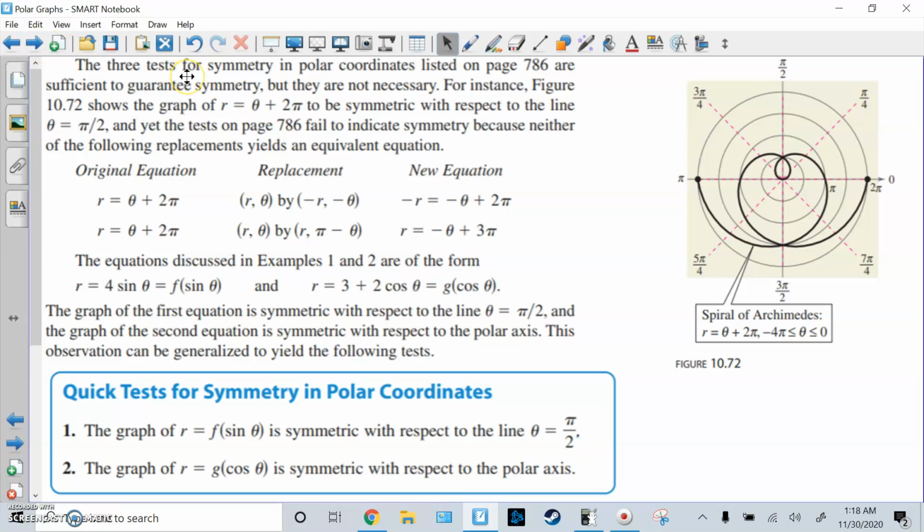Alright, now so here's the 3 tests of symmetry. They're good, but there's a faster way. Here's the special spiral of Archimedes, it's kind of cool. But if you plug in that stuff, you'll miss things, so we can generalize it and just memorize this important box. Alright, if you know it's some number times sine theta, it's symmetric with respect to the line theta equals pi over 2, that's the y-axis. And if it's some multiplier times cosine theta, you get symmetric with the polar axis, kind of like the x-axis. Alright, because those are the forms.